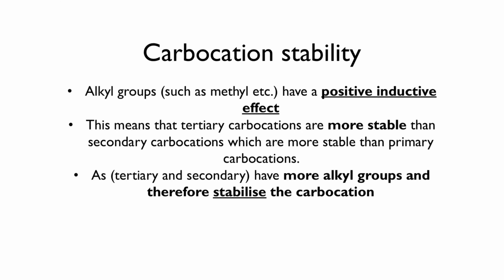Okay, so the next thing we're going to look at is carbocation stability. Alkyl groups, such as methyl groups for example, have what we call a positive inductive effect. This means they push electrons, okay? That means that tertiary carbocations are more stable than secondary carbocations, which in turn are more stable than primary carbocations. So the most stable is tertiary, followed by secondary, followed by primary. The reason for that is because there are more alkyl groups and therefore they're able to stabilize the carbocation.